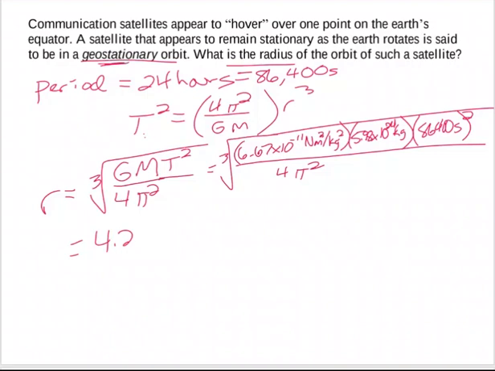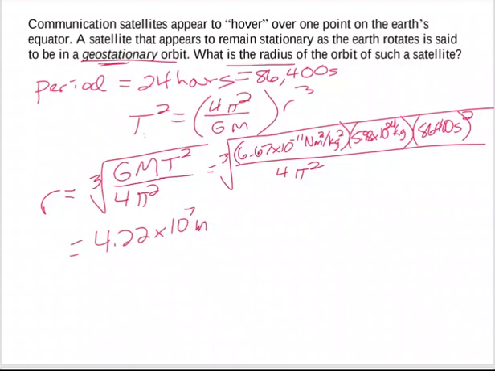We weren't even given anything, were we? No. Okay, so the best we have is 3. This is a constant. That's 3. I guess we could say 4.22 times 10 to the 7th. Okay, so what's the units then? Meters.